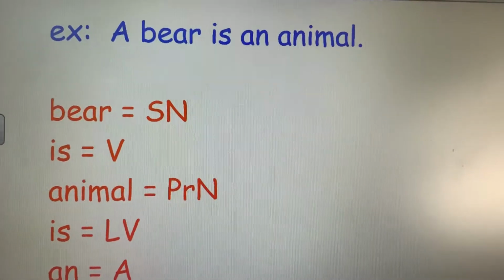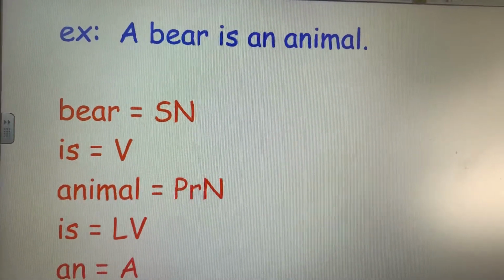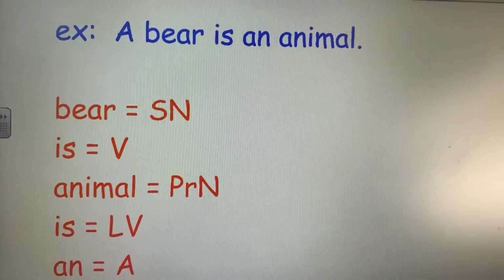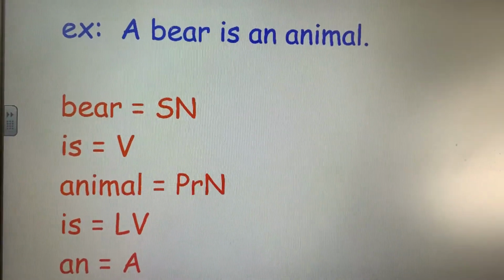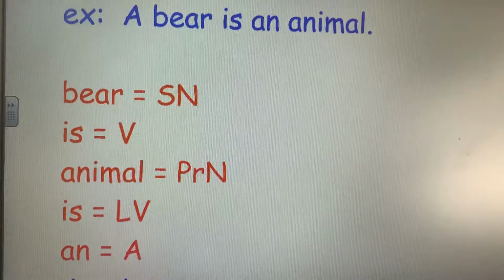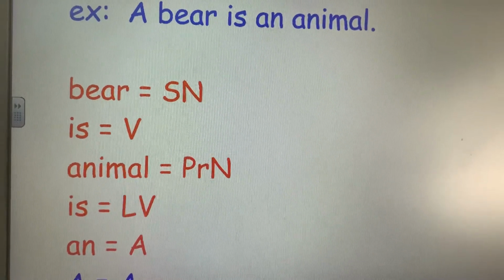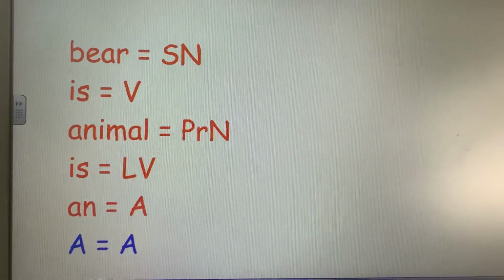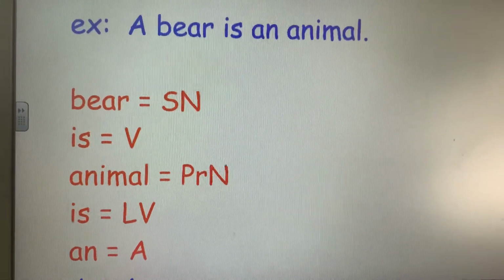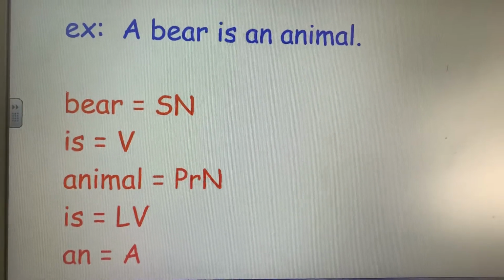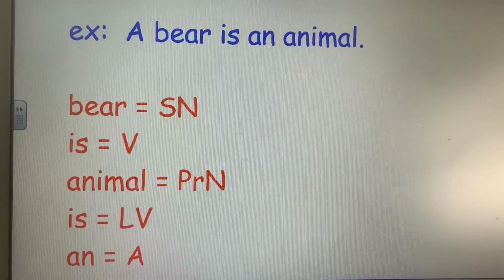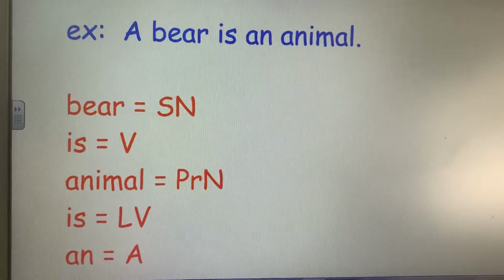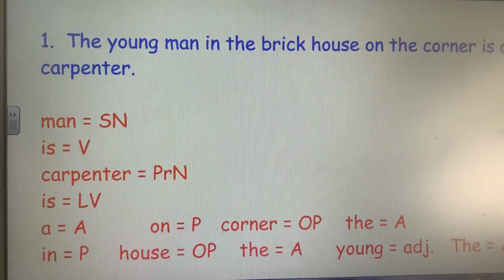So then I go back to my verb, which is, and instead of putting just a V, I have to put an LV for linking verb. And then right before animal, an is an article adjective, and before bear, a is an article adjective. And so then you should have classified that entire sentence. All right, now let's move on to class practice 51. We're going to do the first sentence together.